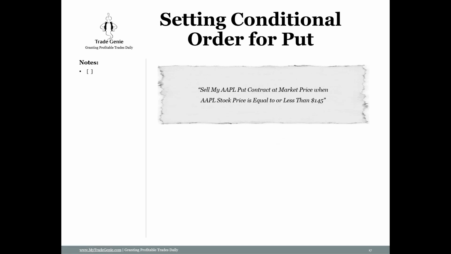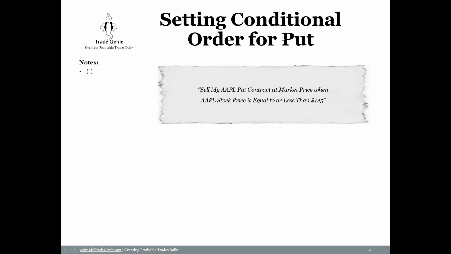So if three targets are given and you have three contracts, you can set one for this price, one for this, one for that. You don't have to sell all at one price. You can distribute your contracts.